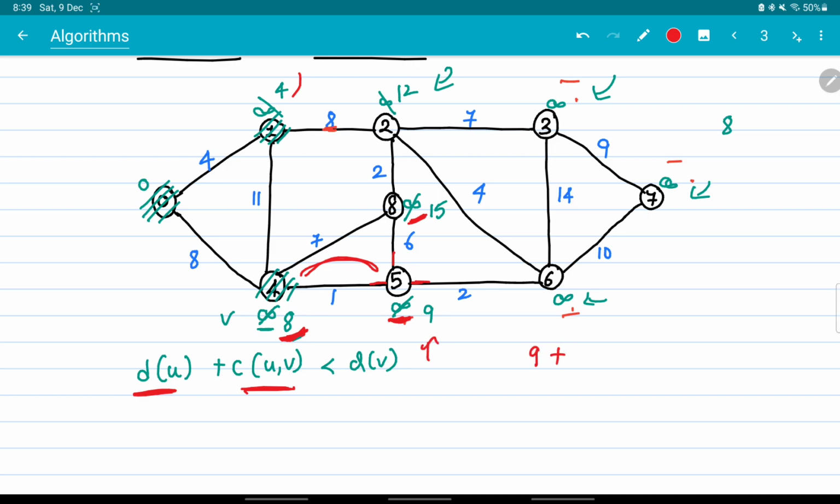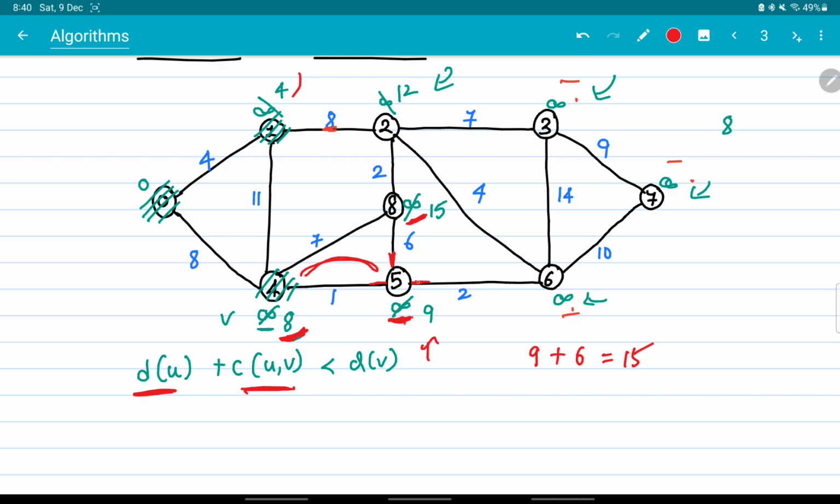So I'll write 9 plus the cost of going from 5 to 8. The cost of going from 5 to 8 is 6, right? See, all the blue ones are the cost over here and the green ones are the distances of those vertices. So 9 plus that 6. Now what is 9 plus 6? It's 15. And the final distance of vertex 8 is also 15. Now 15 and 15 are the same value, so there's nothing to change or update over there, right? So that vertex is done.